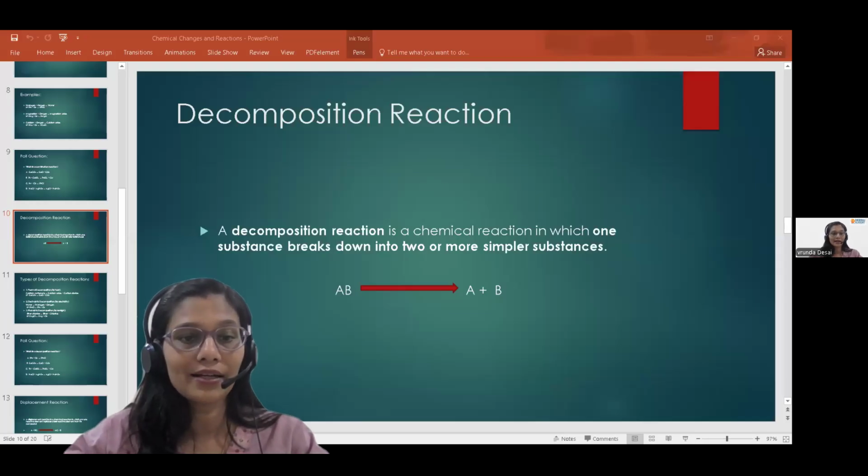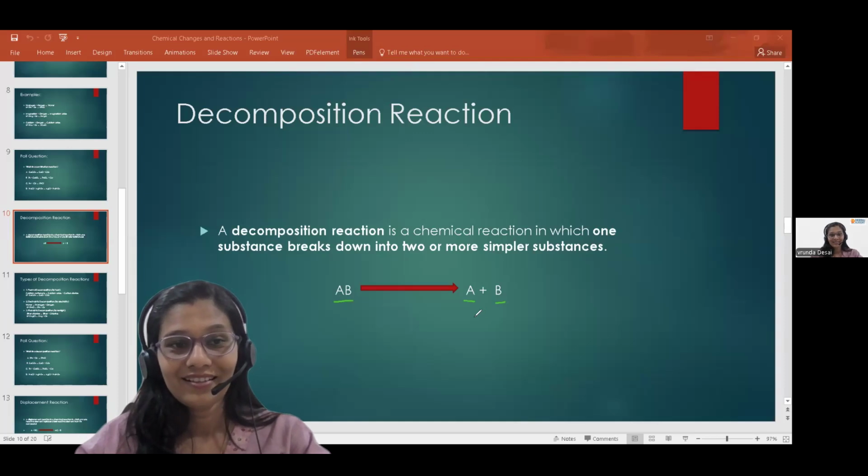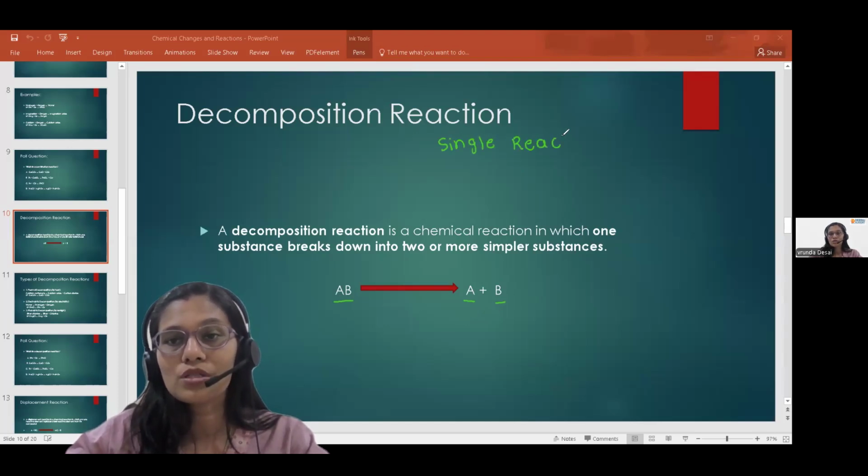So here we will be having a single reactant. We have a single reactant and more than one product, right? So let me write it down. Here we have single reactant. Mostly we have single reactant over here, which breaks down into more than one product.